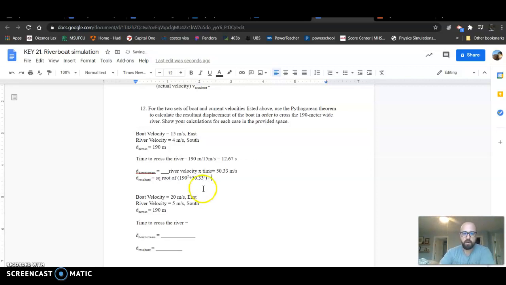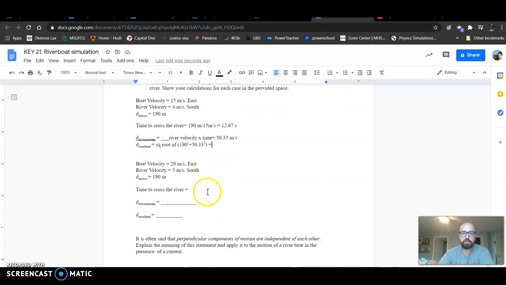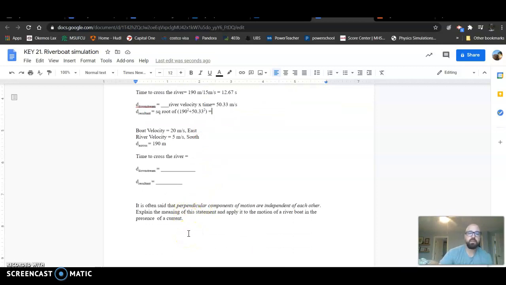And so what I'll do now is I'll put in these final answers for up here at 11 and for 12, and so we'll have those in the answer key. And then here the last question says, it's often said that the perpendicular components of motion are independent of each other. Explain the meaning of this statement and apply it to the motion of a riverboat in the presence of a current. So the meaning of that is that the horizontal part of motion doesn't affect the vertical part.